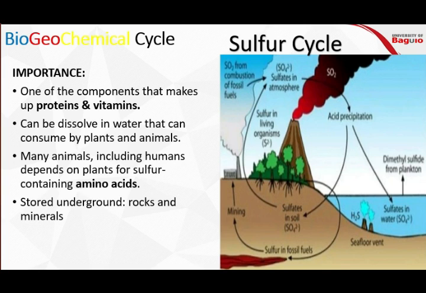The consequence, now, if there is too much sulfur, or let's say sulfate, in the atmosphere, it will result in what we call air pollution, and also acid rain. So that is one of the reasons why we experience acid rain: because of the too much content of sulfur within our atmosphere. Although there is an important role also of the sulfur. What are the processes involved? Again, we have precipitation, so acid precipitation. We also have mining as part of the processes involved when you talk about the sulfur cycle.